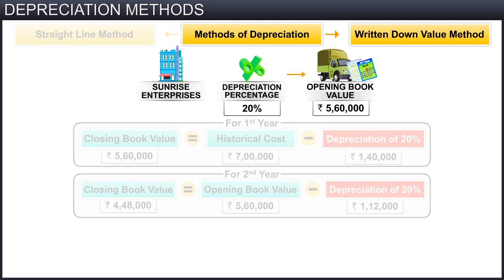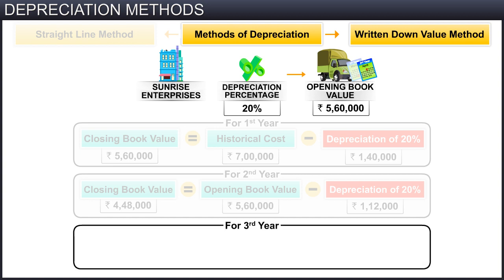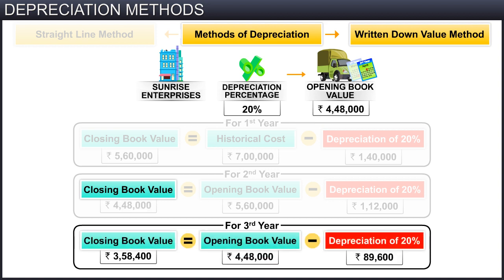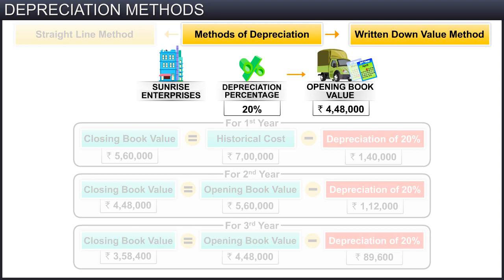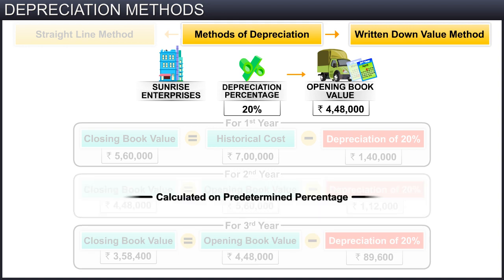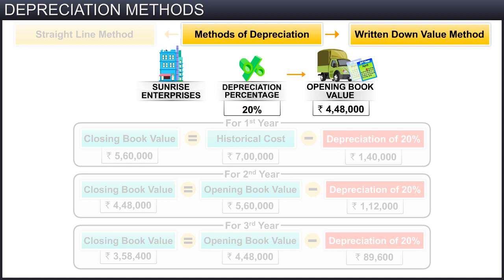Similarly, the depreciation amount of the third year is calculated at the rate of 20% on 4,48,000 rupees, giving an amount of 89,600 rupees. In this way, the depreciation amount is calculated for the remaining years up to the originally recorded life of the asset. You will observe that depreciation is calculated at a predetermined percentage, in this case 20%, on the opening book value or written down value of the asset. As such, this method is referred to as the written down value method.